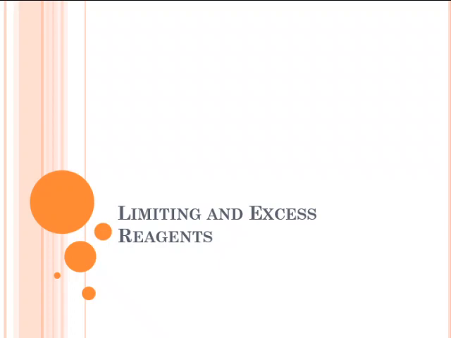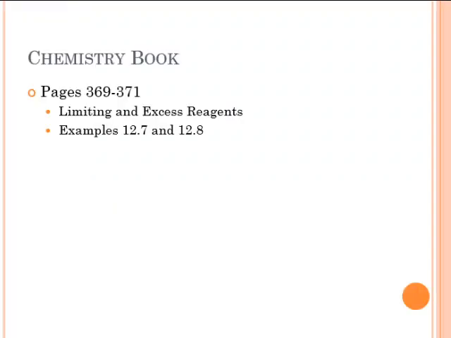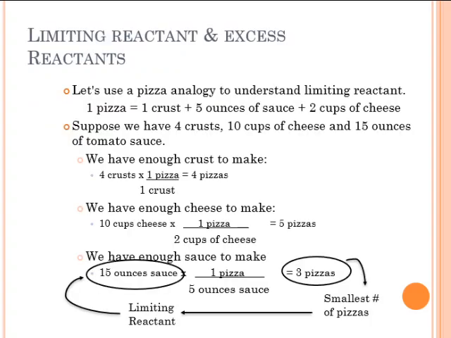So here we are with our last lecture of the year, woohoo! And it's the last part of our stoichiometry. So it's limiting and excess reagents, okay? And if you have a little trouble even understanding it after this lecture, you can go to your chemistry book. It's on pages 369 to 371. It's titled Limiting and Excess Reagents, and you can look at examples 12.7 and 12.8.